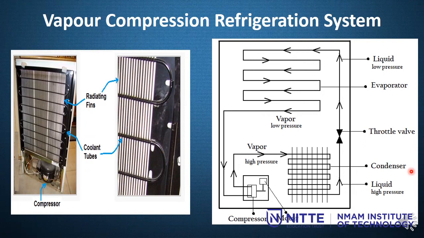Vapor compression refrigeration system is the most commonly used refrigeration system. In this case, in the compressor of a vapor compression refrigeration system, the vapor state of the refrigerant is compressed, and that's why generally it is called a vapor compression refrigeration system. A simple home refrigeration system is also a vapor compression refrigeration system. We will see its principle of working later.